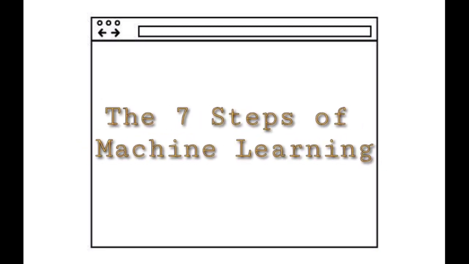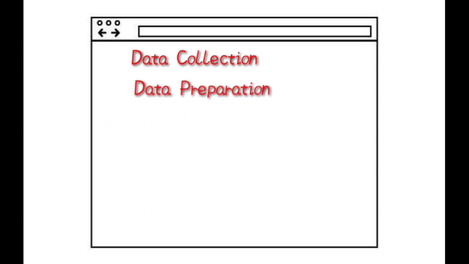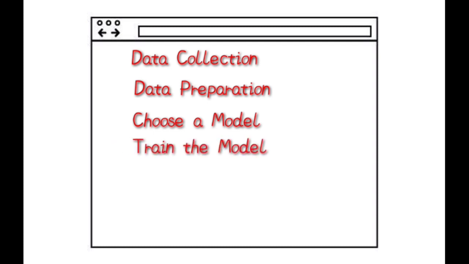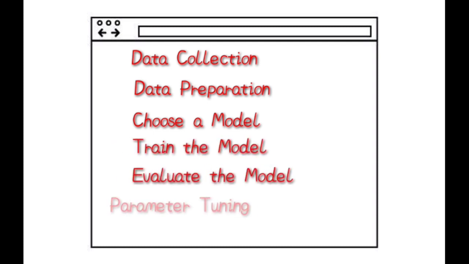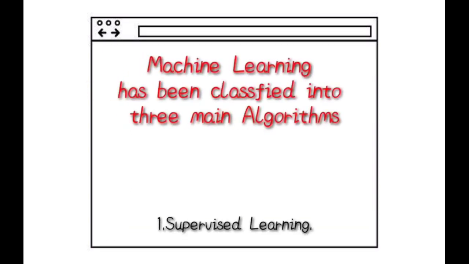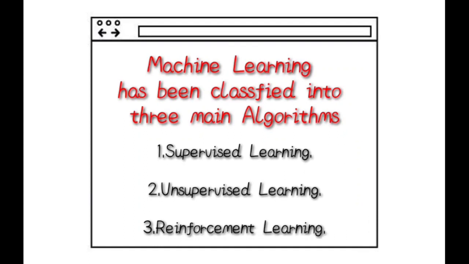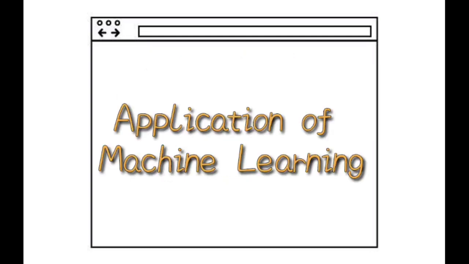The 7 steps of machine learning. Data collection is to collect data from data sets. Data preparation. Choose a model, decision tree, or any. Train the model. Evaluate the model, parameter tuning, and make predictions. Machine learning has been classified into 3 main algorithms: supervised, unsupervised, and reinforcement learning, but we have to use supervised learning.